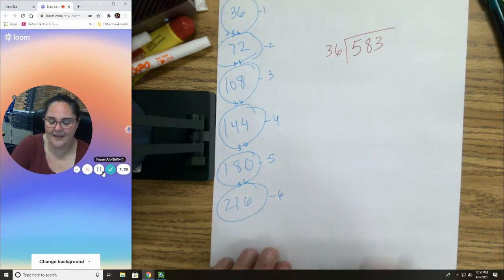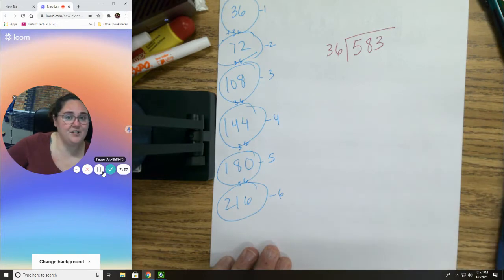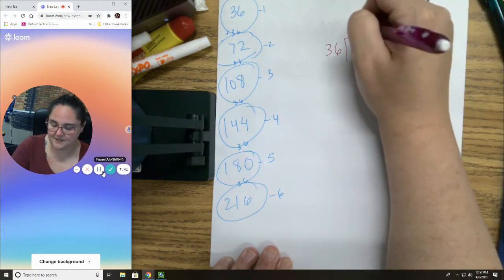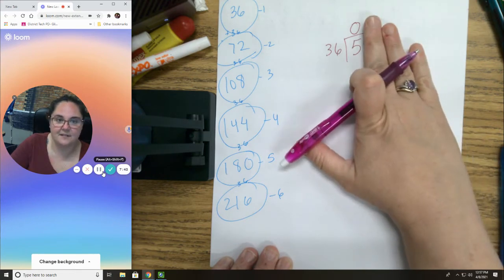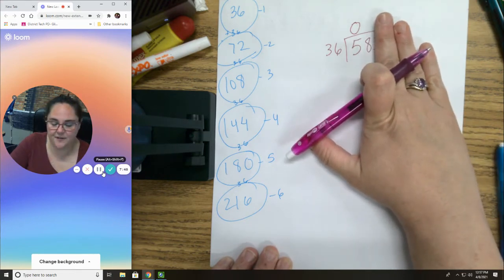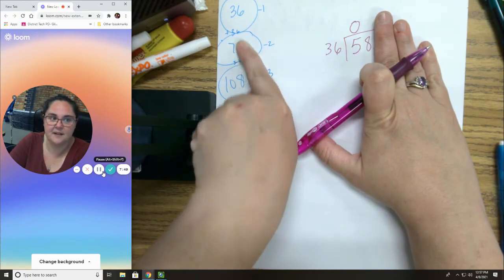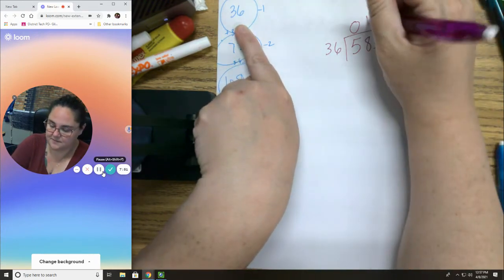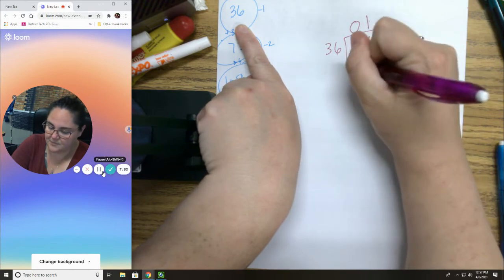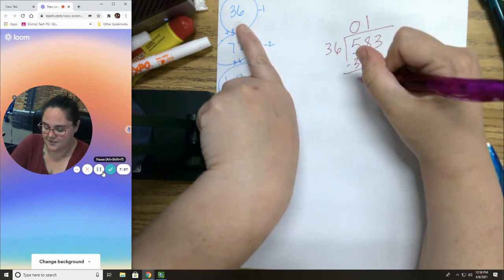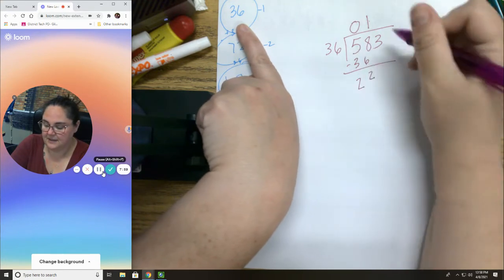Now that I have my multiples, my division should be easy. 36 goes into 5 0 times. It doesn't go into 5 at all. 36 goes into 58. Well, not 2 times. It only goes in there once. And subtract. 8 minus 6 is 2. 5 minus 3 is 2.